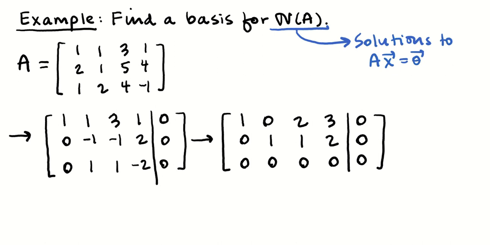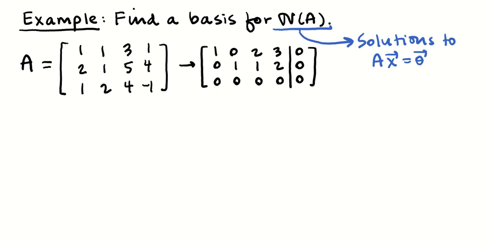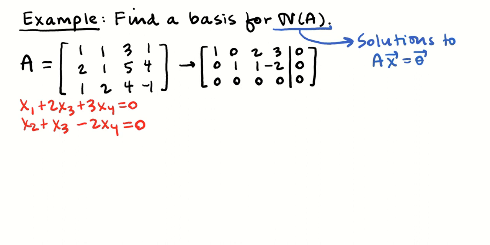Interpreting my solution space, I'm going to need to clear some of this stuff out. That's much better. This is telling me that x1 plus 2x3 plus 3x4 is equal to 0, and that x2 plus x3 plus 2x4, wait a second, that needs to be a -2. That doesn't seem right. Minus 2x4 equals 0. When I multiplied the second row by -1, I forgot to multiply that last entry.